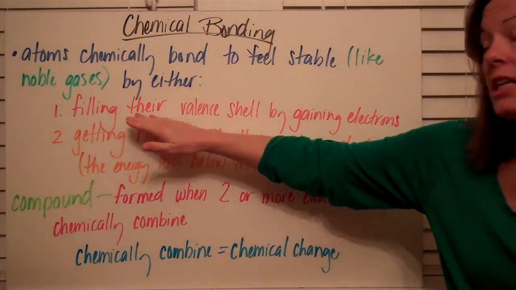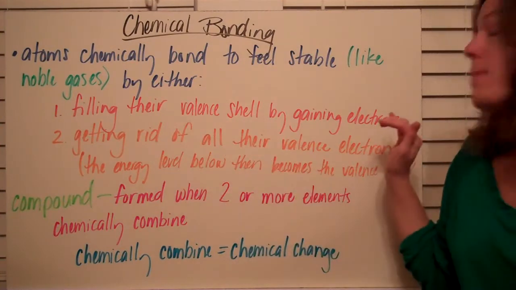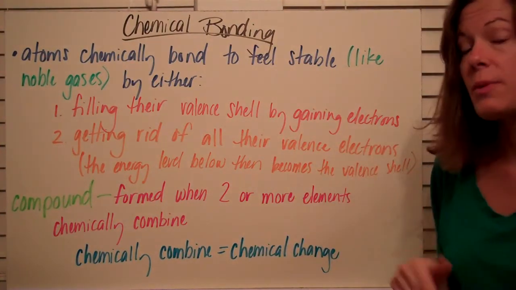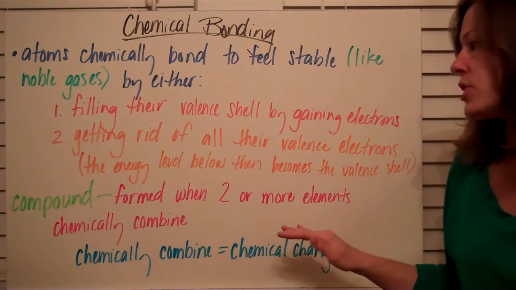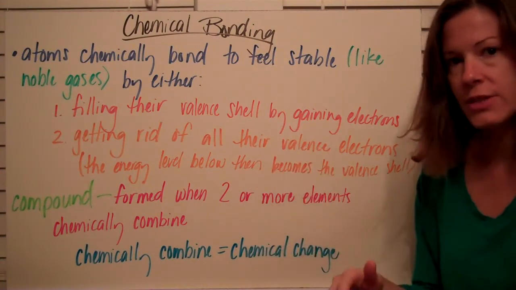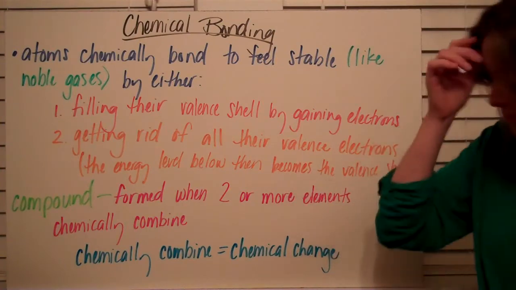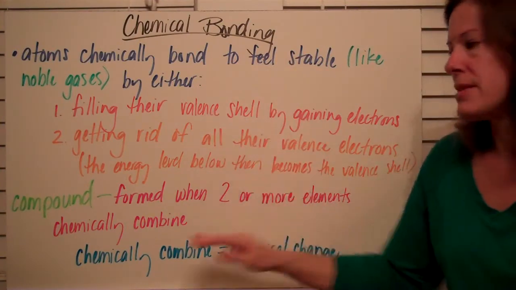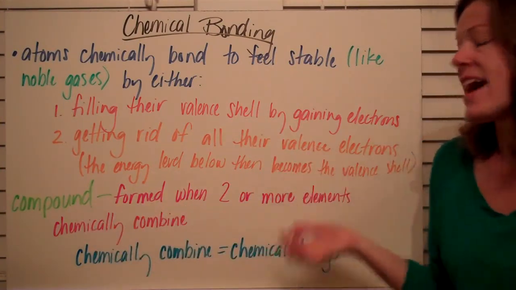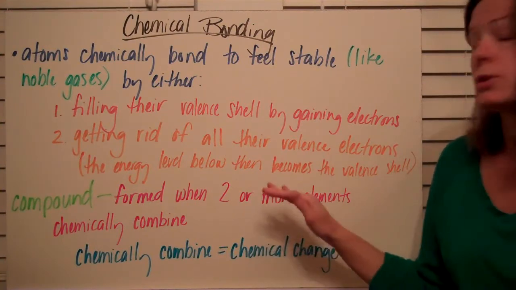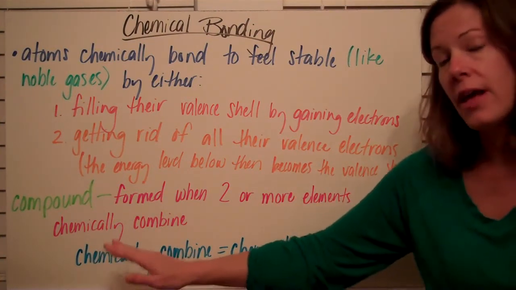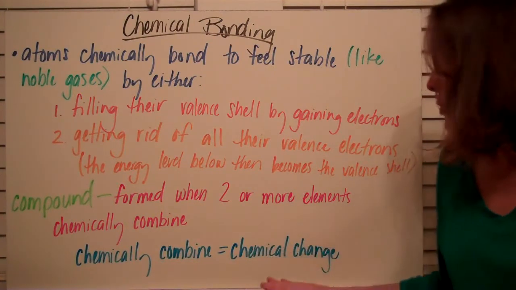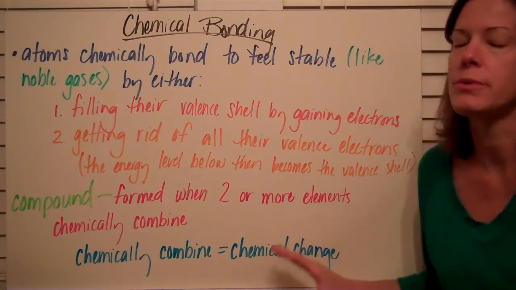The first is they can fill their valence shell by gaining electrons. The other way that they can do it is by getting rid of all of the electrons that they have in their valence shell so that the next energy level down becomes their valence shell. So when that happens, they form a compound. And that's just a substance that's formed when 2 or more elements chemically combine. And remember, anytime you have elements that are chemically combining, you have a chemical change and new substances forming.